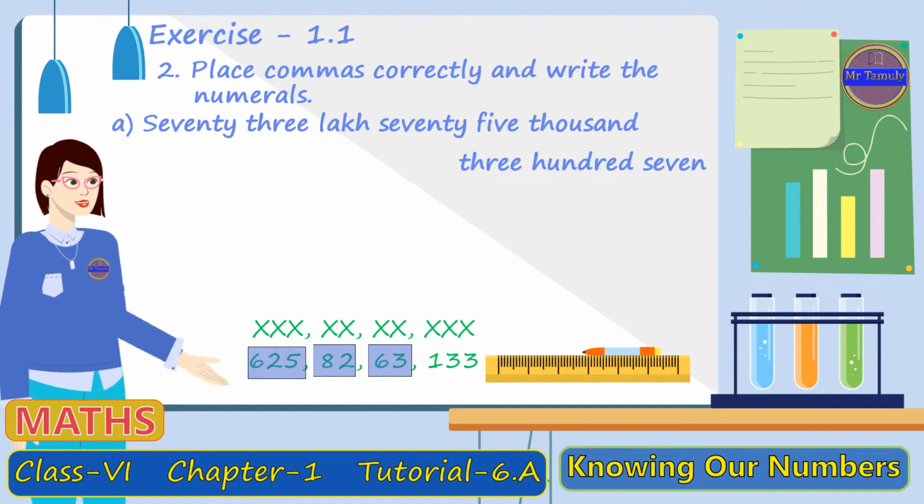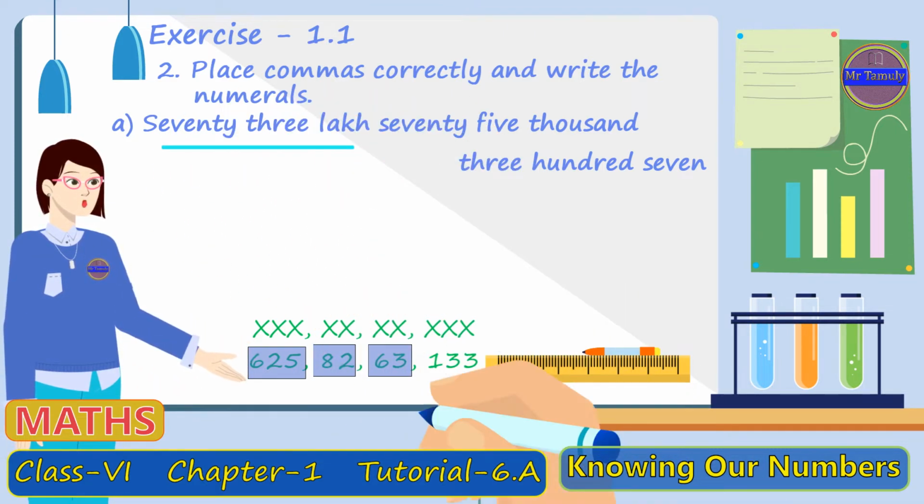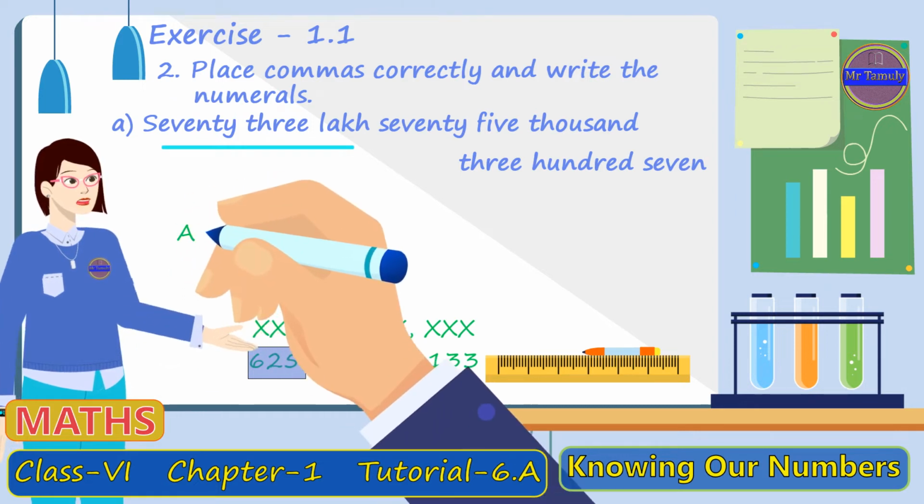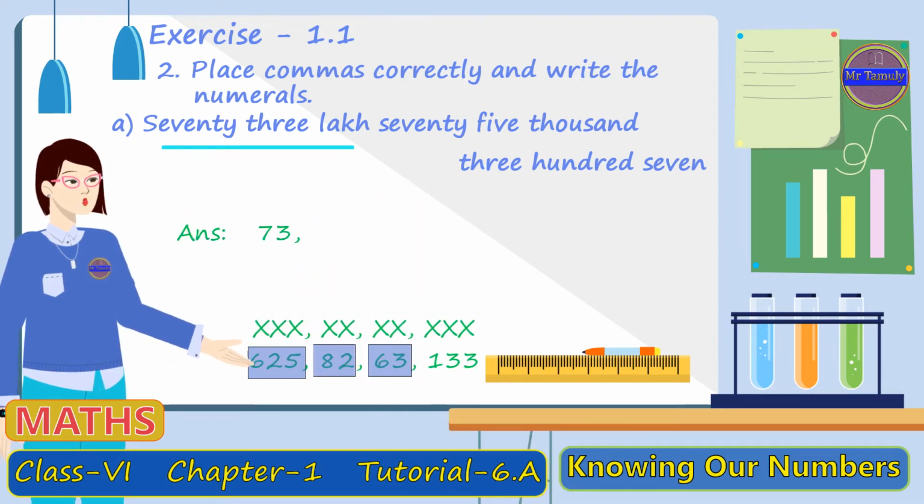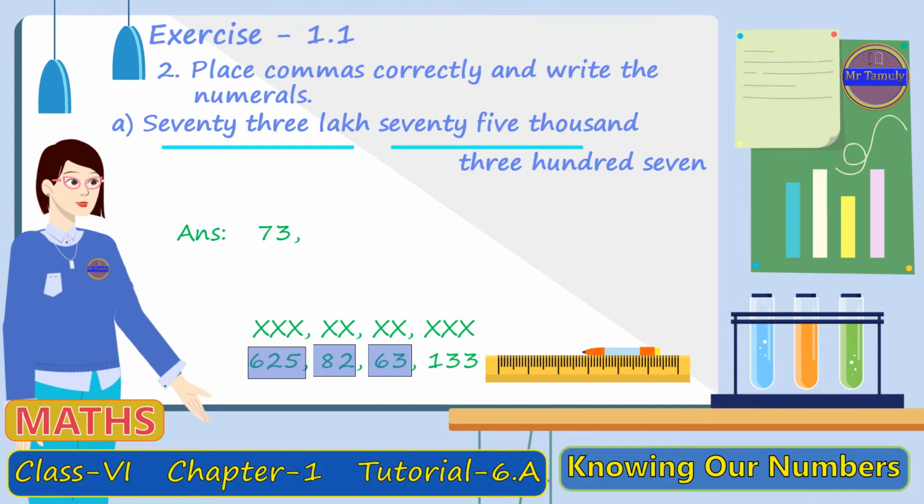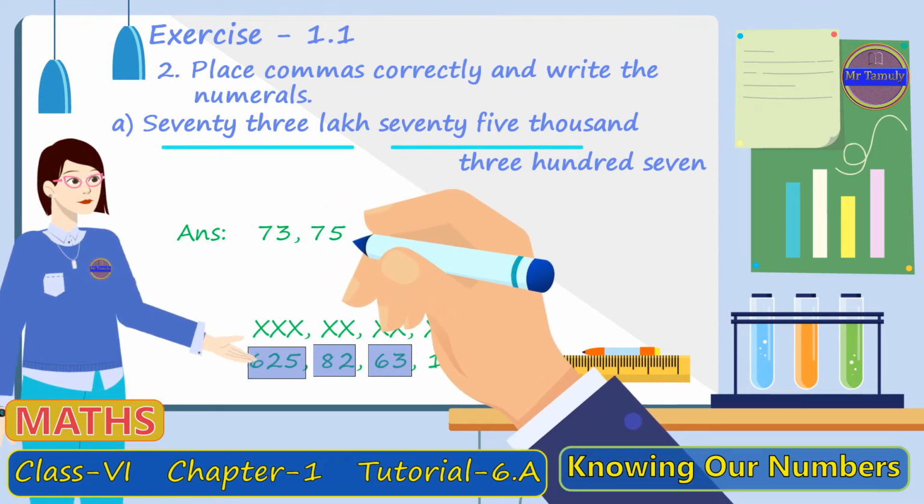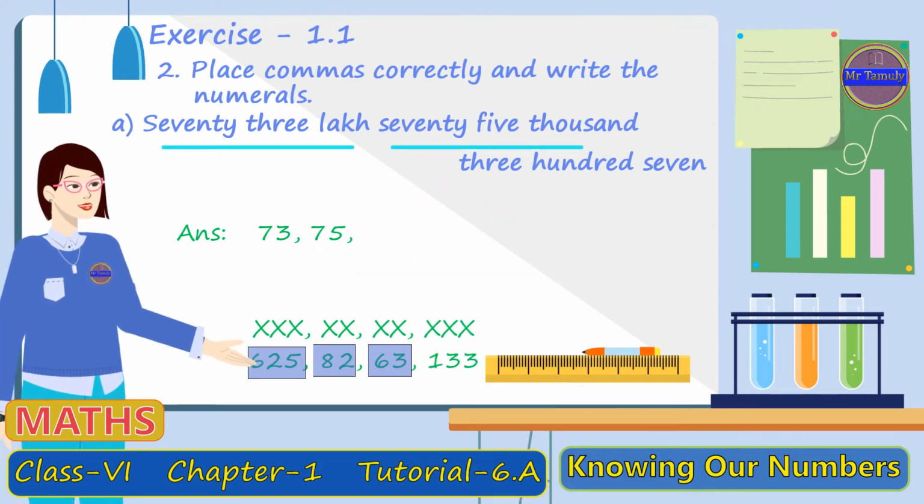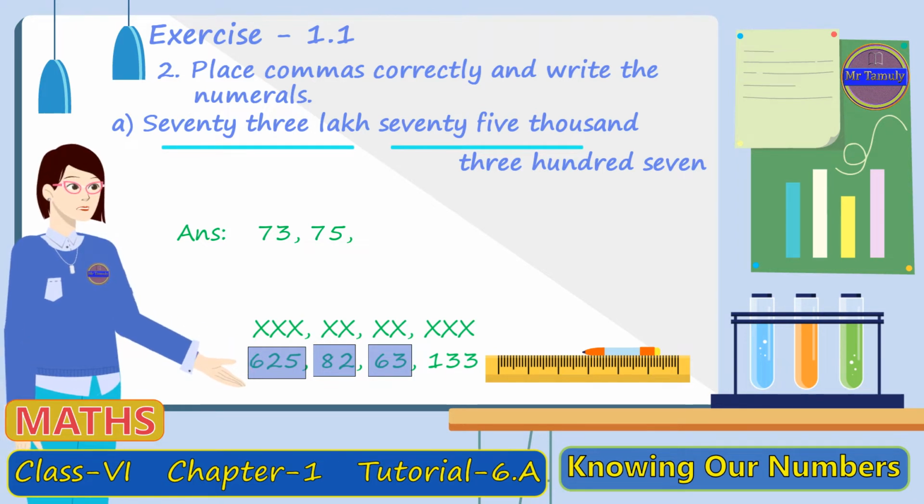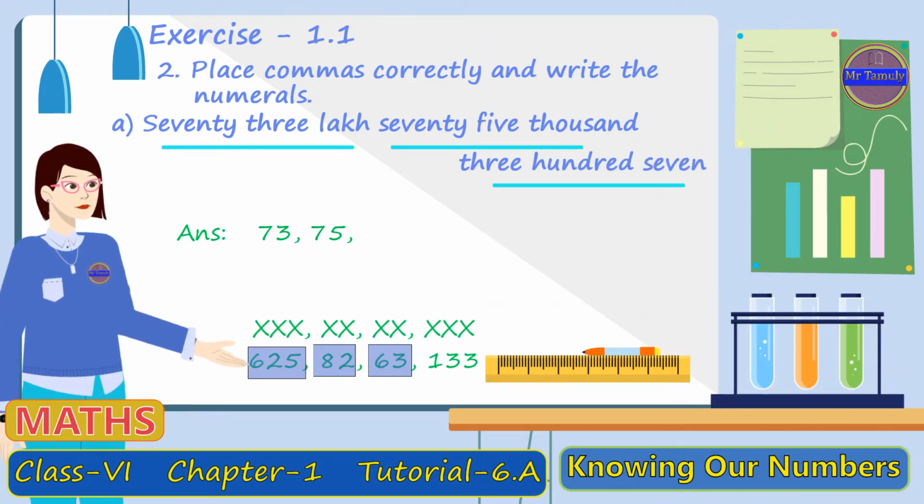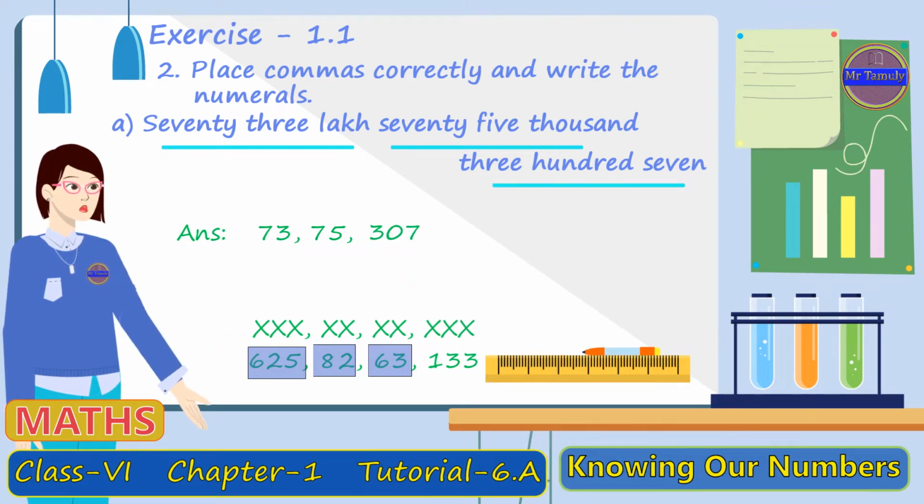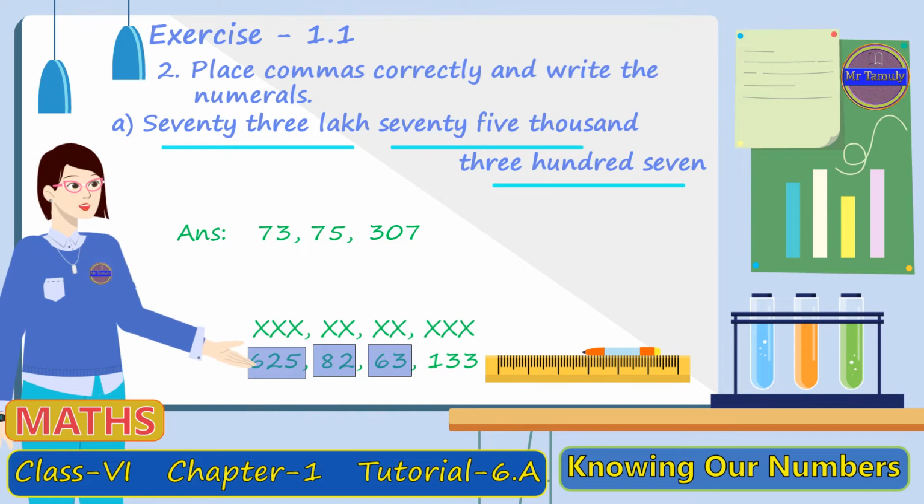So let us now write in numerals. For 73 lakh, we shall write 73, next, for 75 thousand, we shall write 75, so we are done with lakh and thousand. What remains is 307, for which we shall simply write 307. That's it. Quite simple, isn't it?